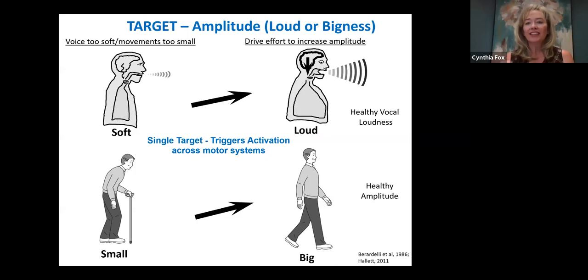The most important thing to recognize is that it's always healthy. Healthy vocal loudness, healthy movement amplitude. So again, it's not teaching somebody to talk too loud, to move too big, and it's why the skill of a speech, physical, or occupational therapist is really important. We know how to gradually improve your amplitude in a way that doesn't hurt your body, either physically or from your voice. So we wanna work together over time to gradually improve your loudness and your bigness to a more normal level.